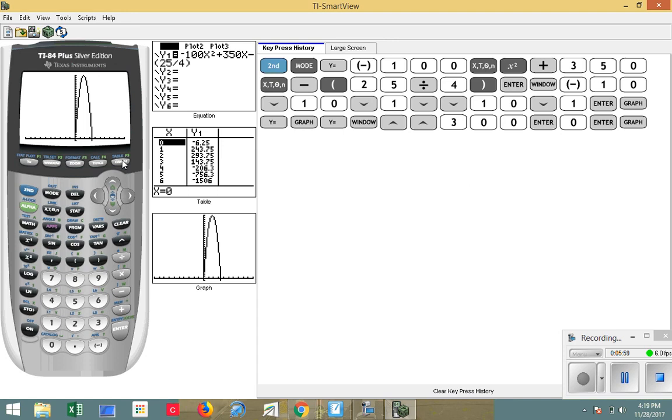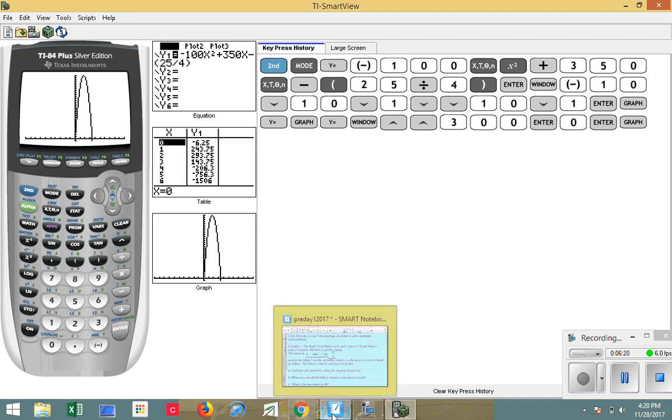Okay, I can see the whole thing. So once you have the whole parabola on the screen, then you have the window set appropriately. If I was still unable to see the whole parabola, then I would go back to my window and again adjust either the x min or max, the y min or max until I can see the whole graph on my screen.